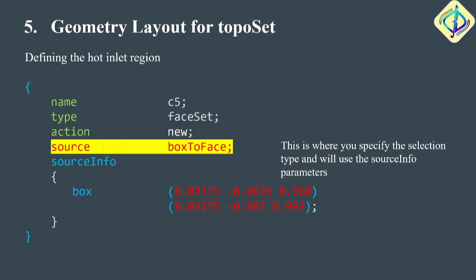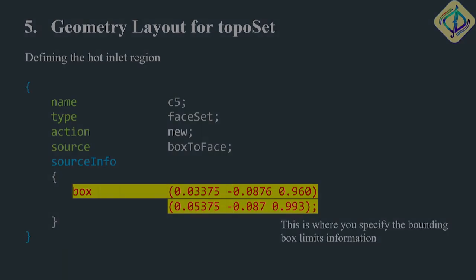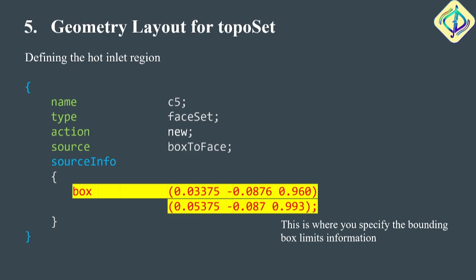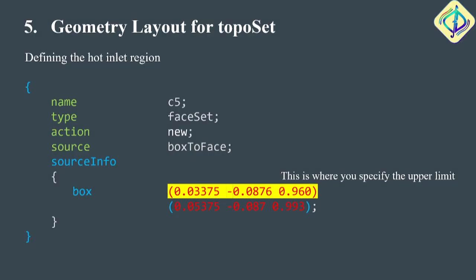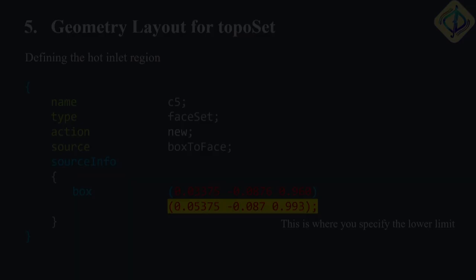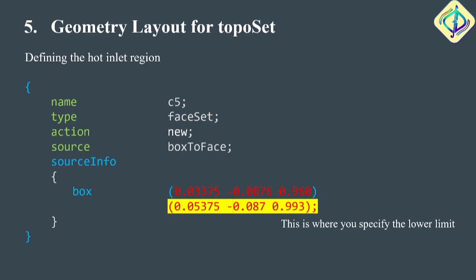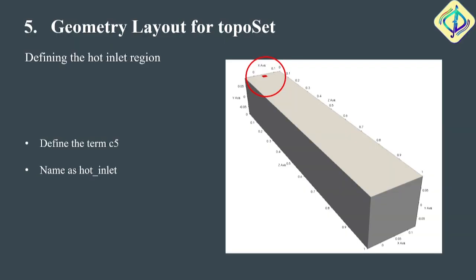Again, when you're using the source, it will access the source info. For the box, you will have to specify your lower and upper limit. You can use the same syntax for box, and then you specify your lower limit and your upper limit. Since it was on the top plane, your depth will vary in the y direction. I'll show it to you. Yep, see, it's in your y-axis. So your depth will vary in the y-axis.